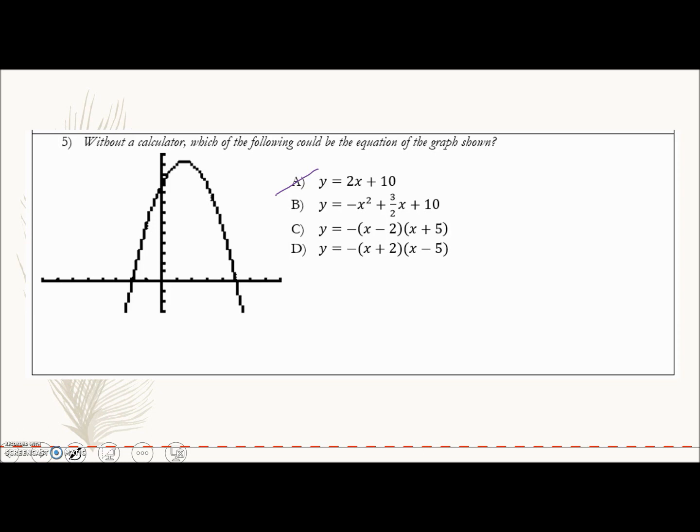Both of them have a negative up front, which is good because this is flipped over. Then I'm going to look at the solutions. They have a solution here, -2 and +5. Remember, factors and solutions have opposite signs. So that means C would be out because the signs haven't been flipped. D, that solution's -2 and that solution is 5. So that makes D our answer.